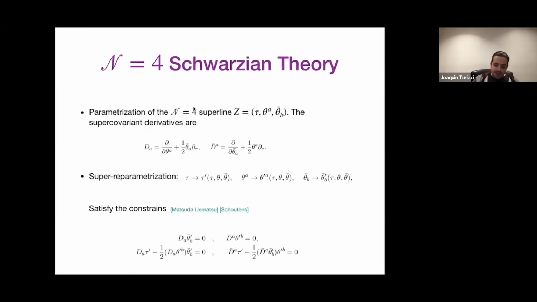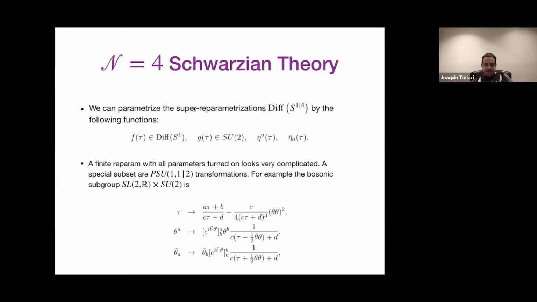But the important thing is that they have to satisfy this set of 4 constraints to be good super reparametrizations. And this was studied in these papers from the 80s. But it's standard, even if you had n equals 1 or n equals 2, you still have to impose some constraints. I'm not going to write the most general solution, but the important thing is that the most general solution of those constraints is given by 4 functions.